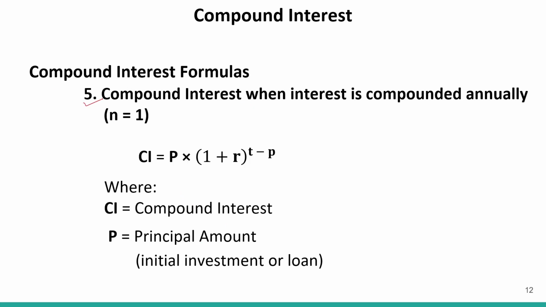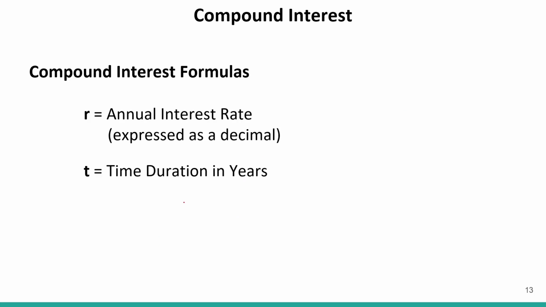So let's see the fifth kind of formula, that is compound interest when interest is compounded annually, where n is equal to 1. CI is equal to P into (1 plus r) whole power t minus P, where P is the principal amount and CI is the compound interest. I think there is a slight typo here, so it should be minus P, right? R is the annual interest rate expressed as a decimal, and T is the time duration in years.